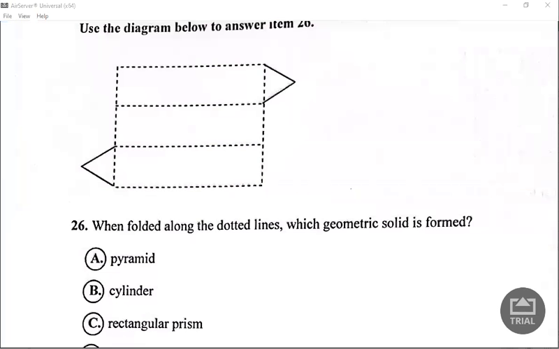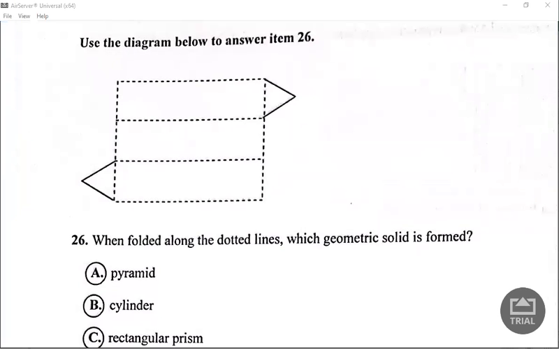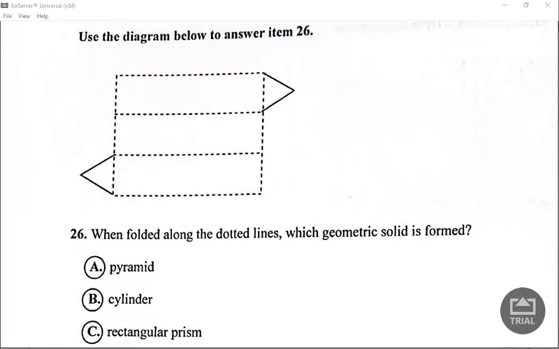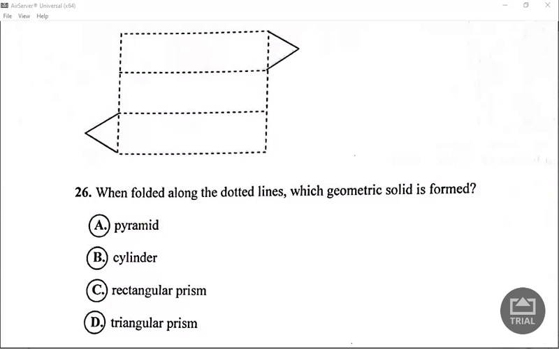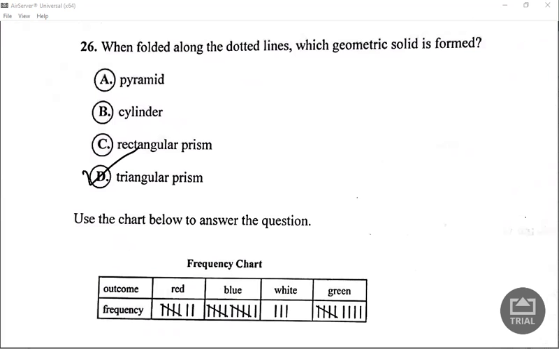When folded along the dotted lines, which geometrical solid is formed? And that would be A. So we have a rectangle base, and of course the triangle is here, so it's a triangular prism. Guys, ensure that you know your properties. Use the chart below to answer it.